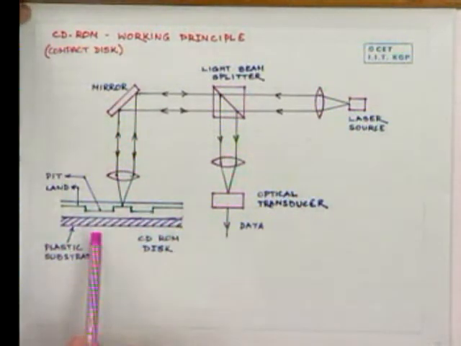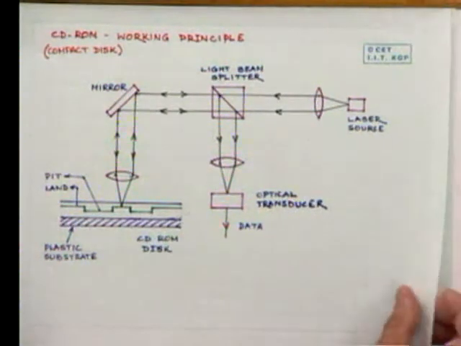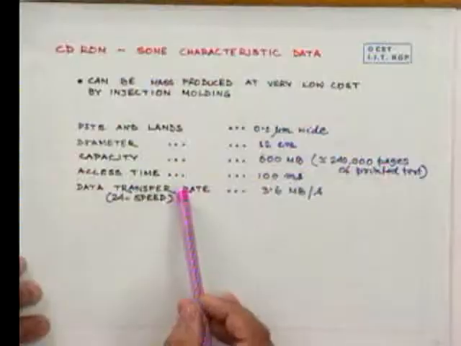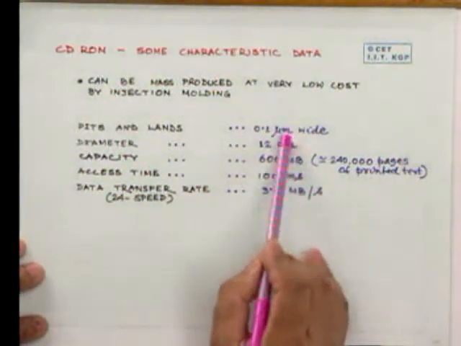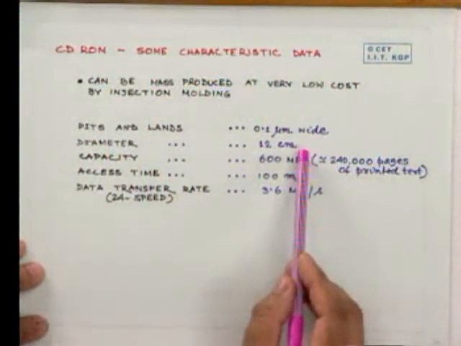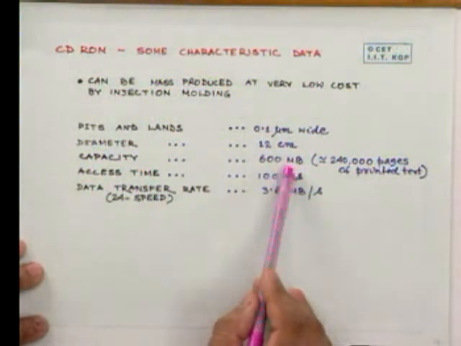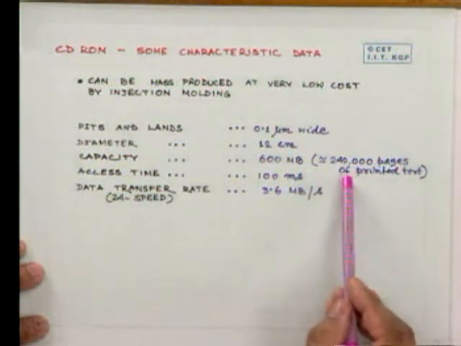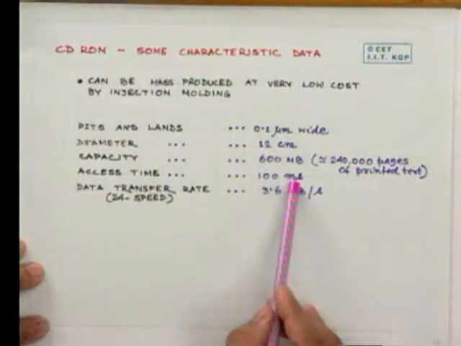Now, the advantage of the CD-ROM is that it is very cheap. Some of the characteristics of the CD-ROM that I am showing here: the pits and lands are 0.1 micrometer wide. The diameter of a CD-ROM is around 12 centimeter. Capacity is 600 megabyte, which means it can hold almost 240,000 pages of printed text of average size. Access time is 100 millisecond.